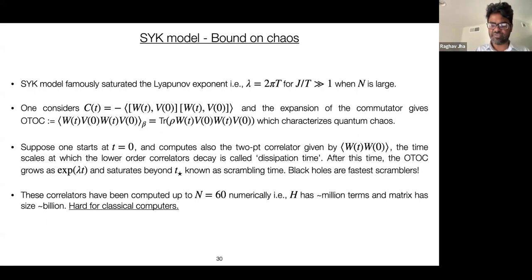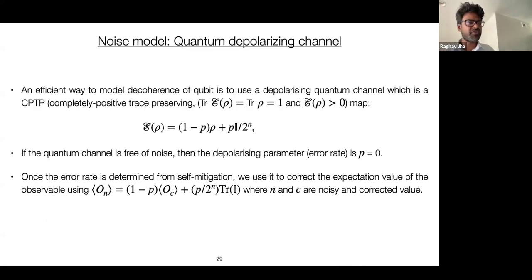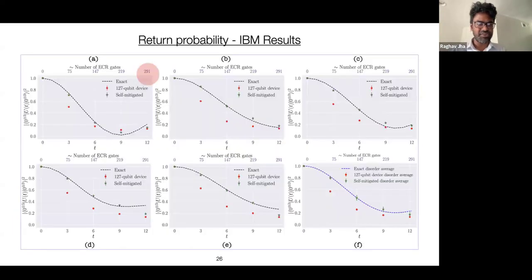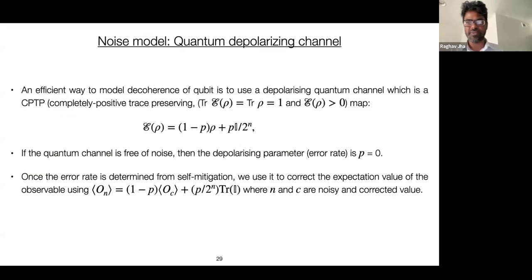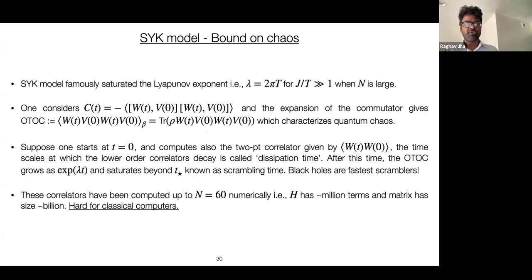Once you get that p from the mitigation, you can use the theory from quantum information literature, which is called a depolarizing channel. You can put some numbers in that, and then you can correct the expectation values. And that is exactly what is happening in these green points. So we are using the C0 only mitigation and using this depolarizing channel to estimate the probability of error and then correcting the expectation values based on that. So this was the first thing we computed, which was the return probability.